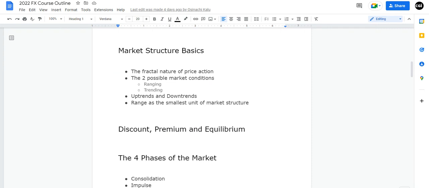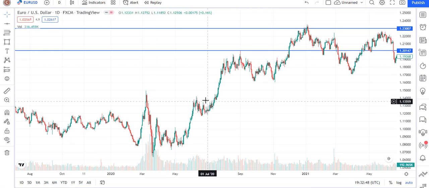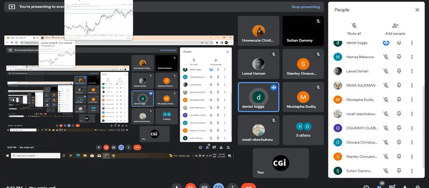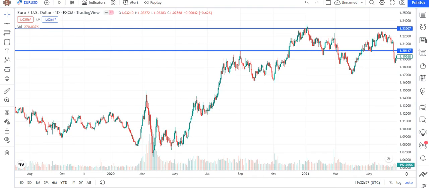Market structure basics. So who has heard anything about the fractal nature of price? What does it mean that price is fractal? Can somebody explain? Can you repeat the question, please? Does somebody have any idea of what it means that the market is fractal? If I say the markets are fractal or price is fractal, what do I mean by that?